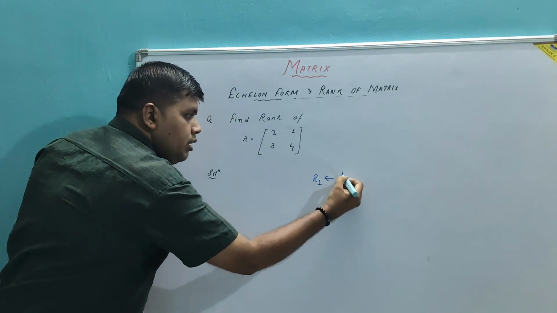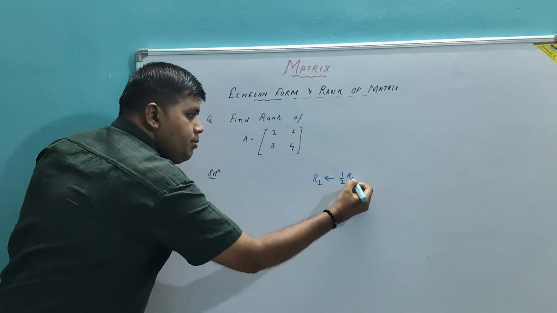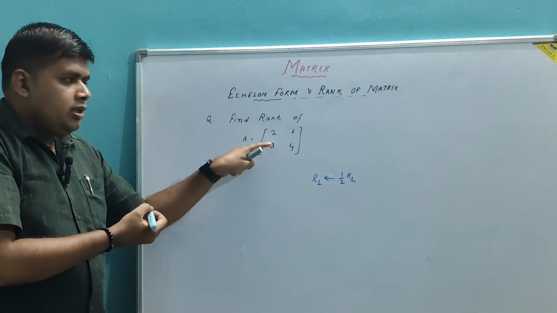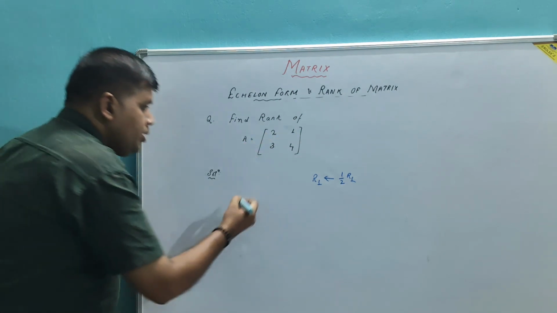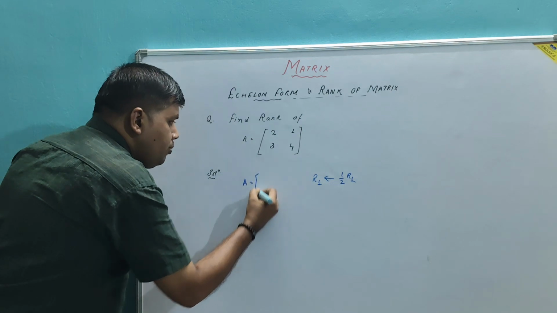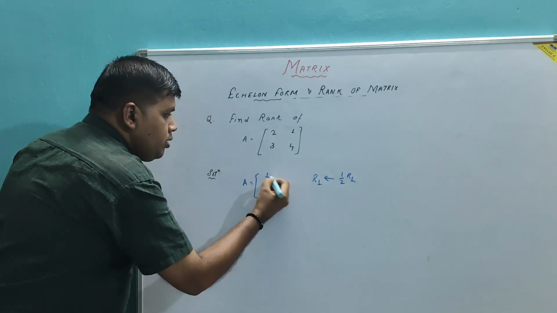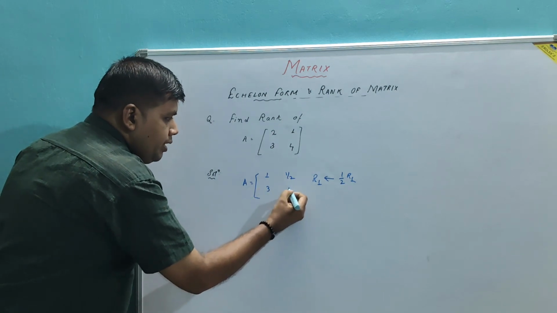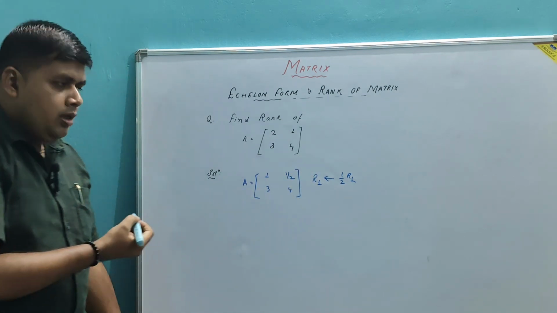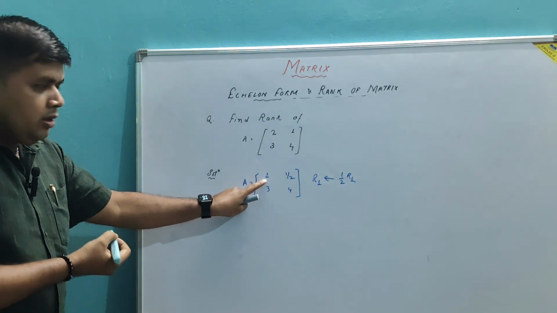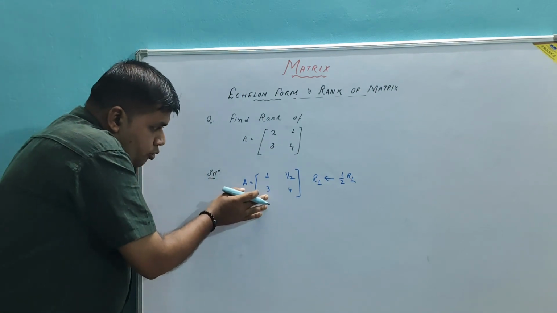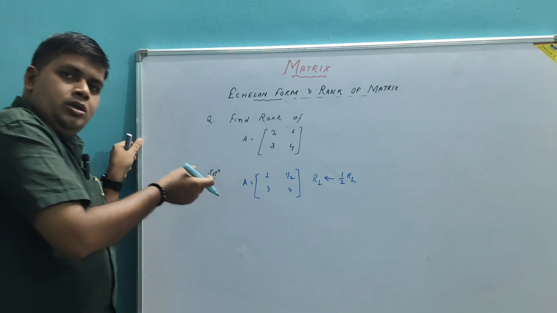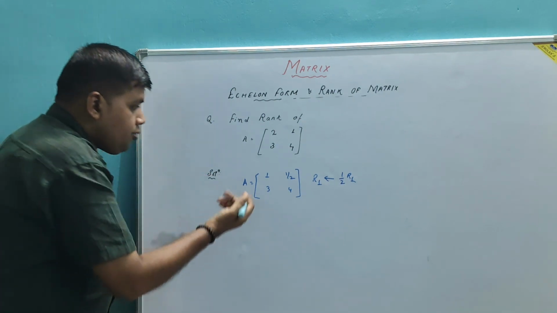R1 is divided by 2. So if this row is divided by 2, then this will become 1. So in that case, we get 2 by 2 is 1 and 1 by 2 is 1 by 2. So the second row will be same. Now this has become 1. Now what we have to do is that we have to make this 0. Because there are 2 rows, the second row should lead with a 0. It should start with a 0.